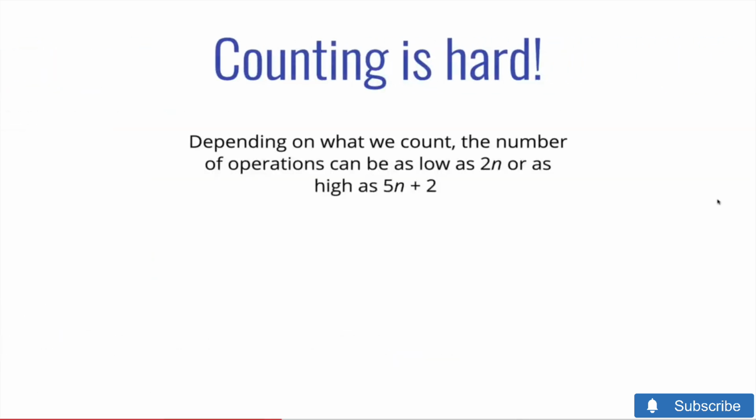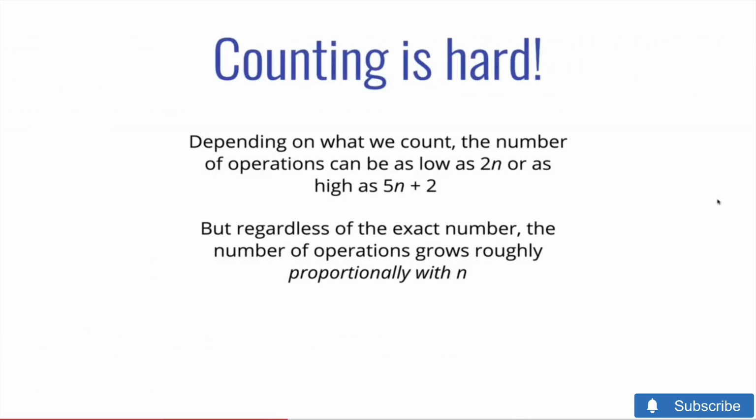That's one way of doing it, but what I want to say is that it doesn't really matter, because regardless of the exact number, whether it's 5n plus 2 or 2n or 3n or even 50n, it doesn't matter because what we care about is a general trend. And this is what we're going to see a lot with big O. We're focused on the big picture. So in this case, as n grows, the number of operations grow roughly in proportion with n.